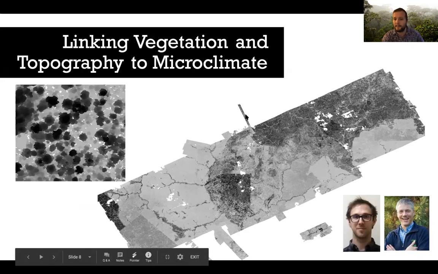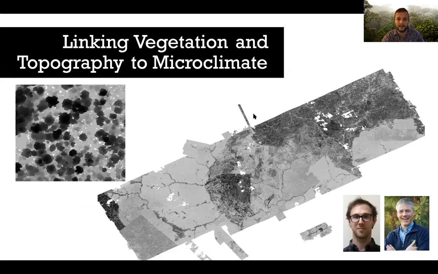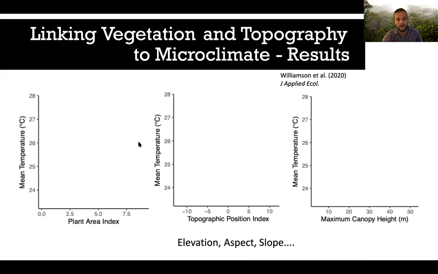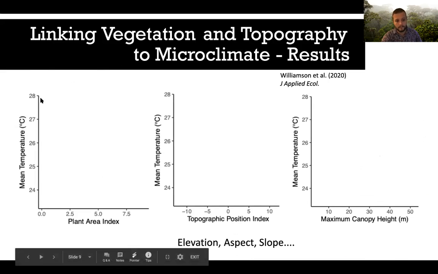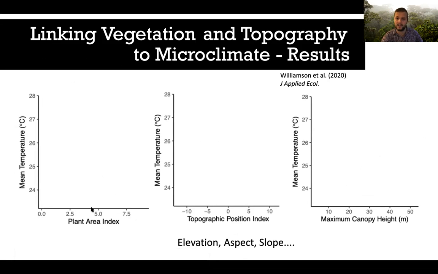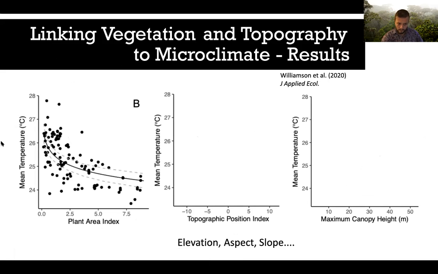And what we can then do is map this up with our data loggers and see what is driving the microclimate that they recorded. On the left here, we have plant area index, which is just a measure of vegetation complexity, and we've got mean temperature on the y-axis. You can see very nicely that as the vegetation gets more complex, you get a decrease in the mean temperatures, probably because of increased shading and decreased exposure in general.